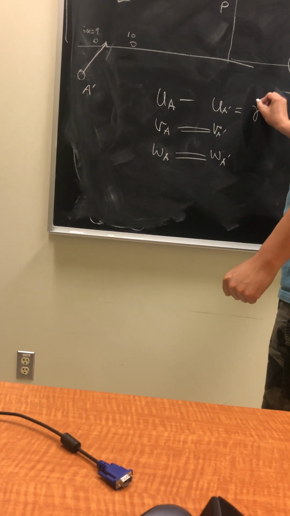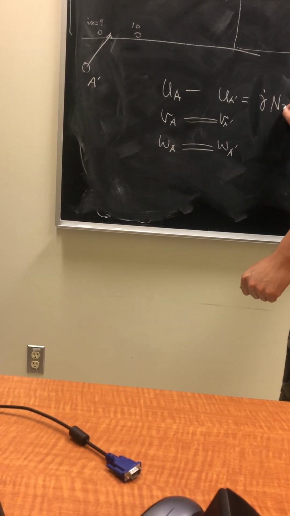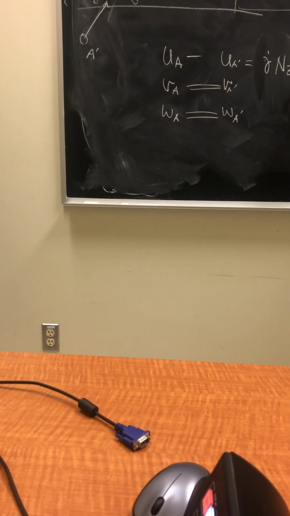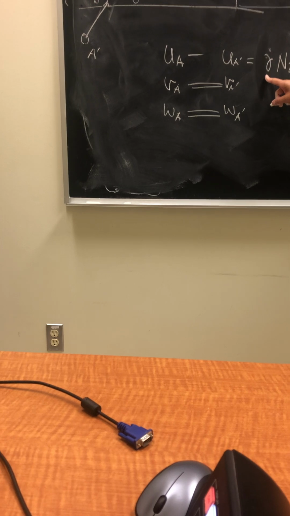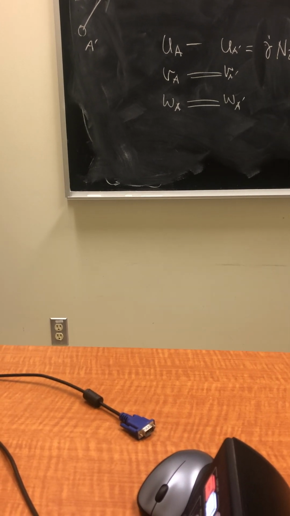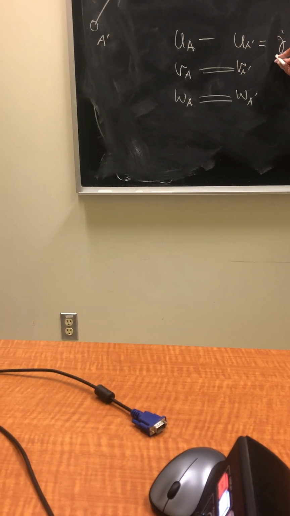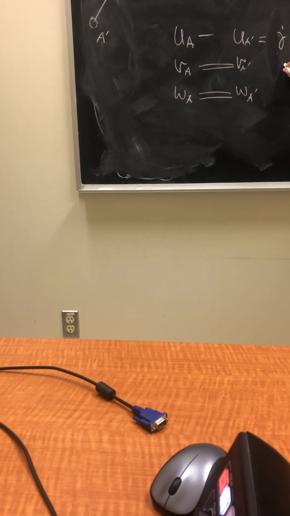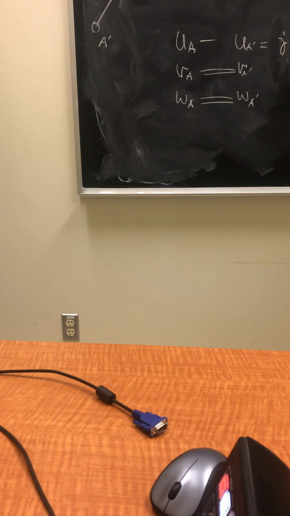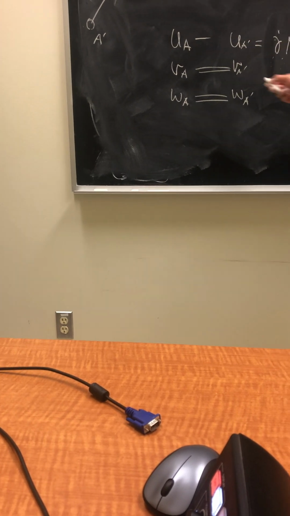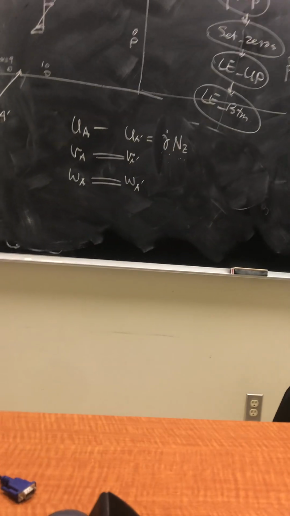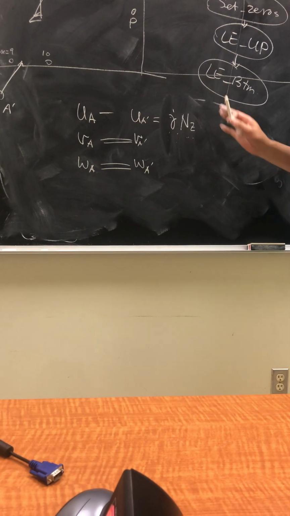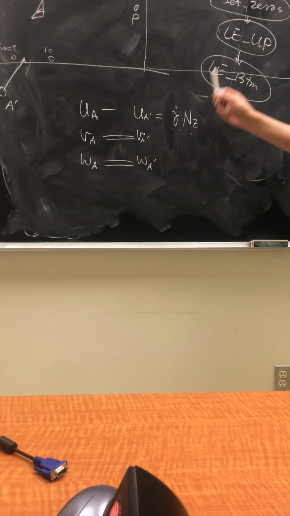Again, I'm not exactly sure. It should be gamma NZ because this is the slope. This is the vertical difference, right? This one is how the velocity in the X direction is going to change in the Z direction, so this is the total Z direction difference. So that means the flow situation here and here are very similar, but not the same.